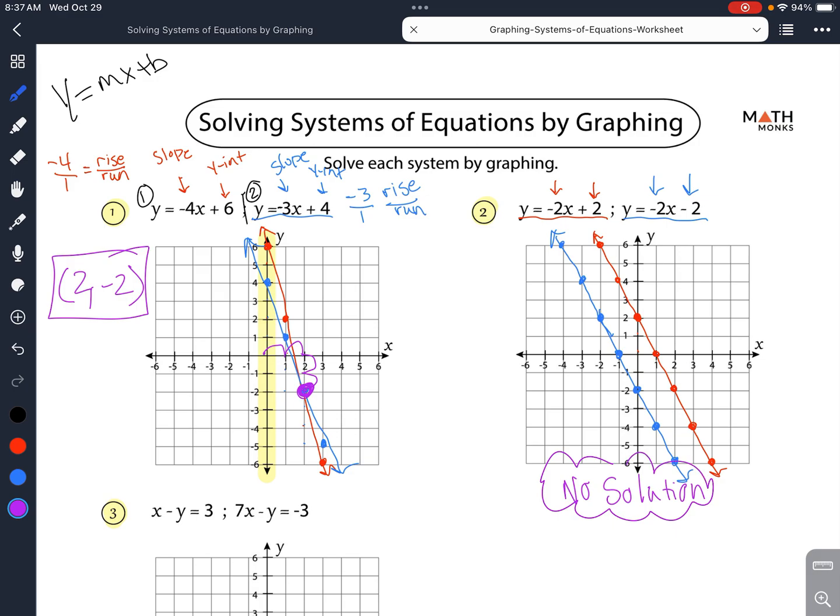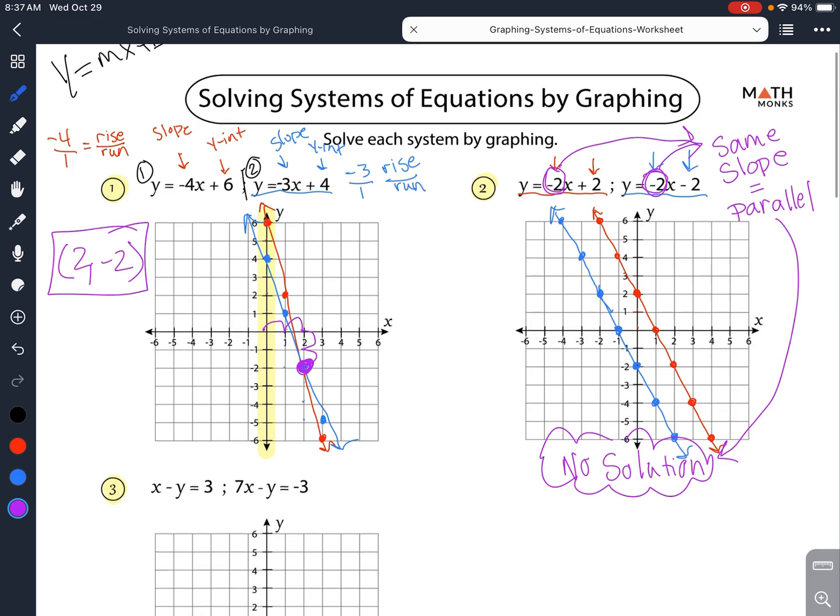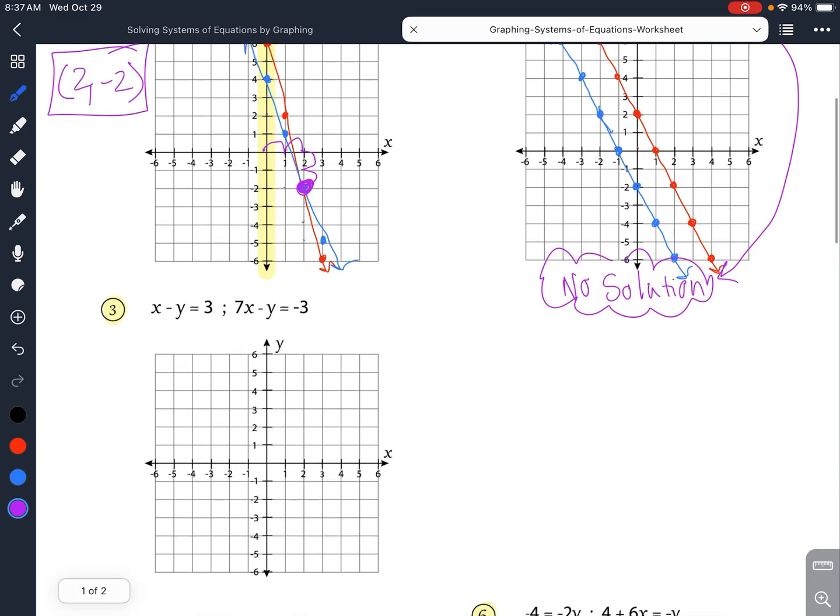Anytime that you see that two graphs have the same slope, you know they're going to be parallel, which means parallel lines are always going to have no solution. So that could save you a little bit of time. If you notice they have the same slope, you don't even have to graph them because you know they're going to have no intersections, no points of intersection.